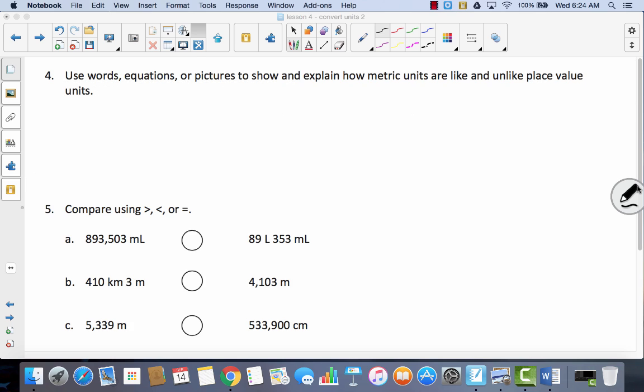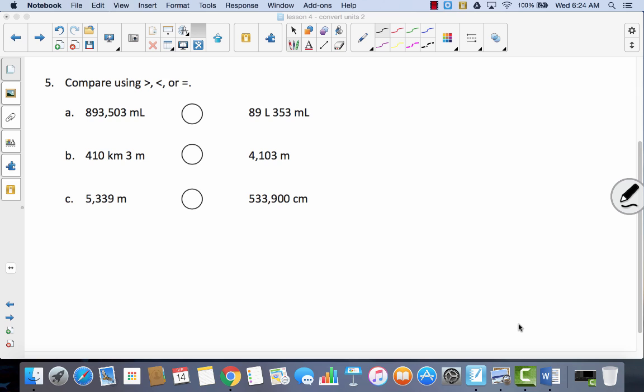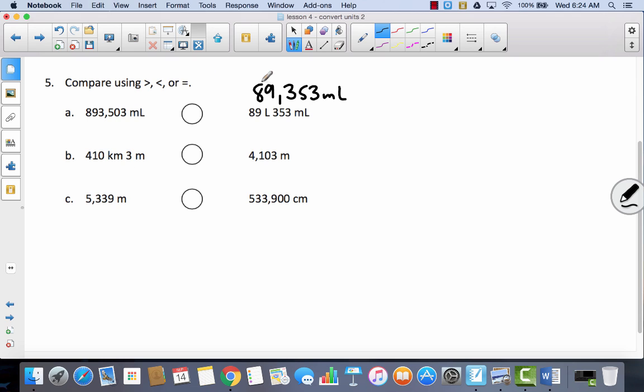All right, so let's take a look at number 5. Now we're going to compare using greater than, less than, or equal to. So I have milliliters compared to liters and milliliters. If I wanted to change this to milliliters, what would I do? I have 89 liters. Remember, liters are like thousands. So that's like 89,353 milliliters. Now compare. Well, 893,000 would be greater.